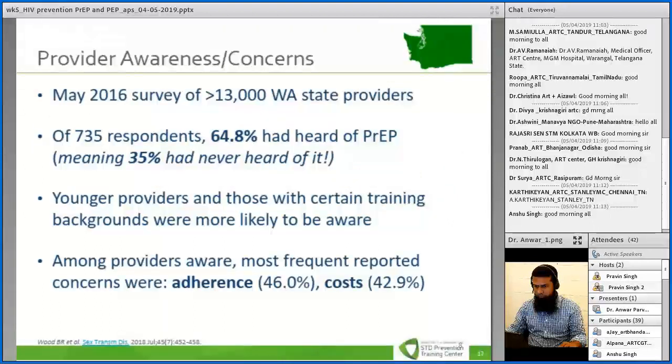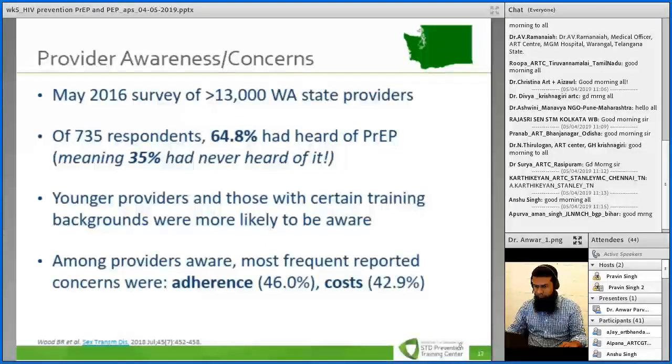So the evidence from the US, as he presented, was that HIV has gone down because of pre-exposure prophylaxis, but the accessibility is not that straightforward. There are many concerns around pre-exposure prophylaxis. They did some kind of study in the providers about the awareness of pre-exposure prophylaxis, and they found that almost 65% of the people had heard about PrEP, and 35% had not heard about PrEP. And those who had heard about PrEP, their main concerns were adherence and costs.